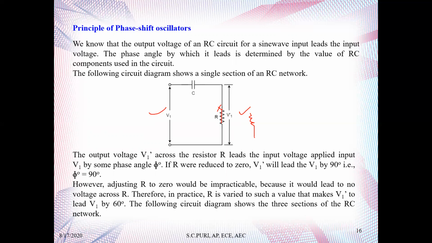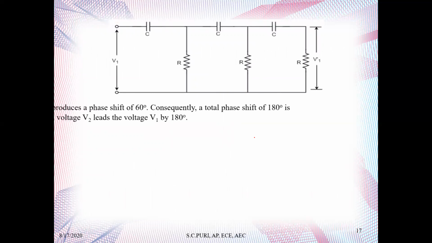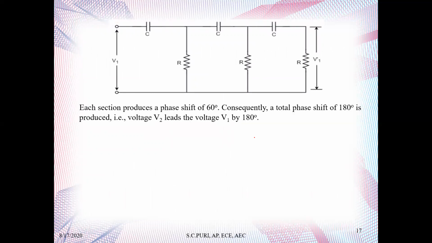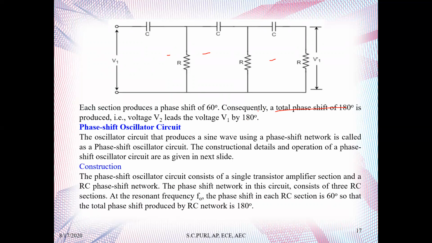The following circuit diagram shows the three sections of the RC network. As you can see here, each section produces a phase shift of 60 degree. Consequently, a total phase shift of 180 degree is produced, that is voltage V2 leads the voltage V1 by 180 degree. Phase shift oscillator circuit: the oscillator circuit that produces a sine wave using a phase shift network is called a phase shift oscillator circuit. The constructional detail and operation of the phase shift oscillator circuit are given in the next slide. Now coming to the construction.